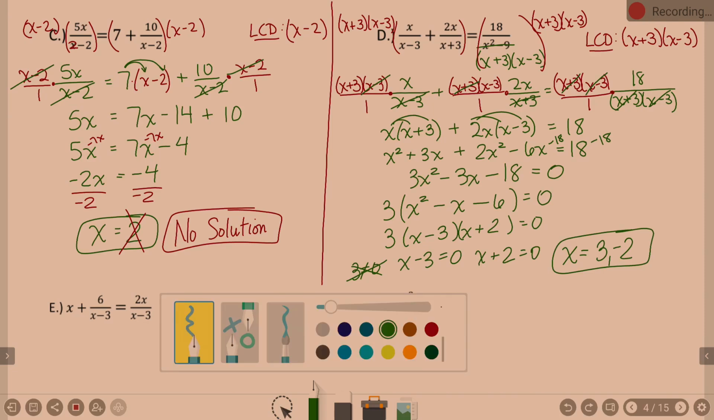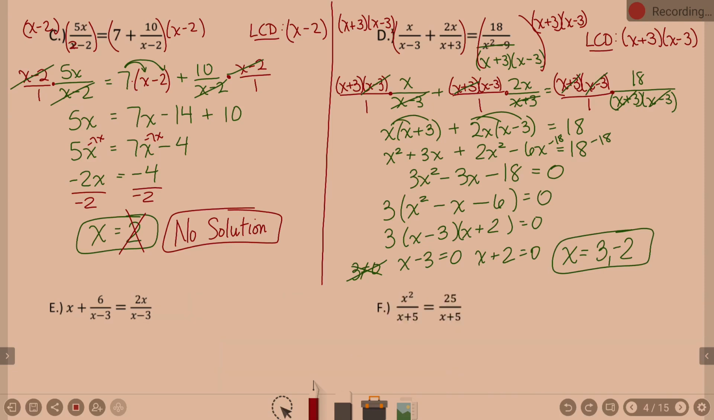Are they working? 3 doesn't work because 3 minus 3 is 0. So 3 doesn't work, and we're left with -2. -2 appears to be okay. Okay. Michaela, did you get the right answers? Yep. Okay.